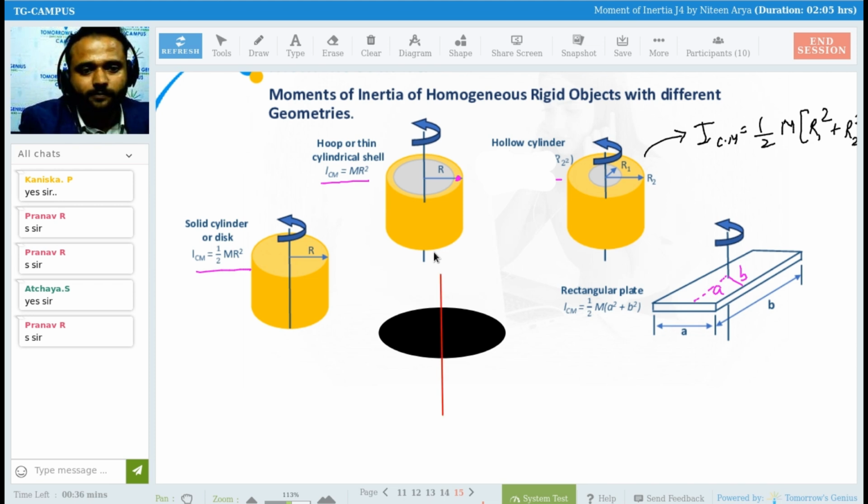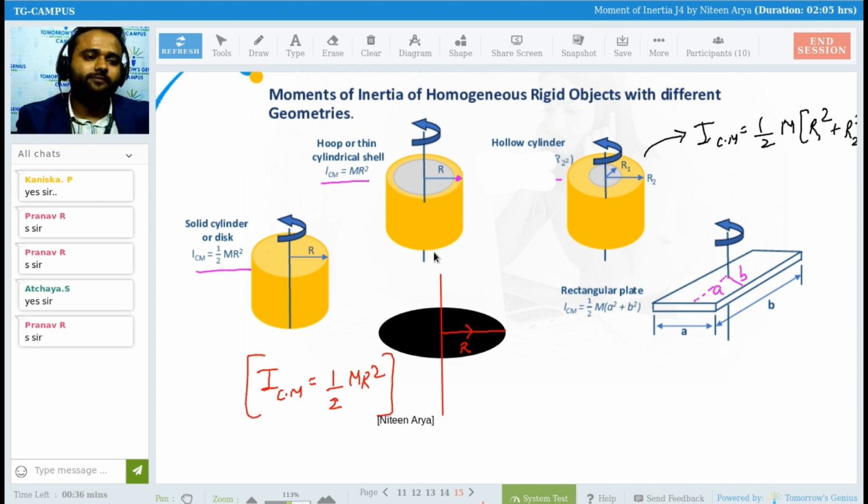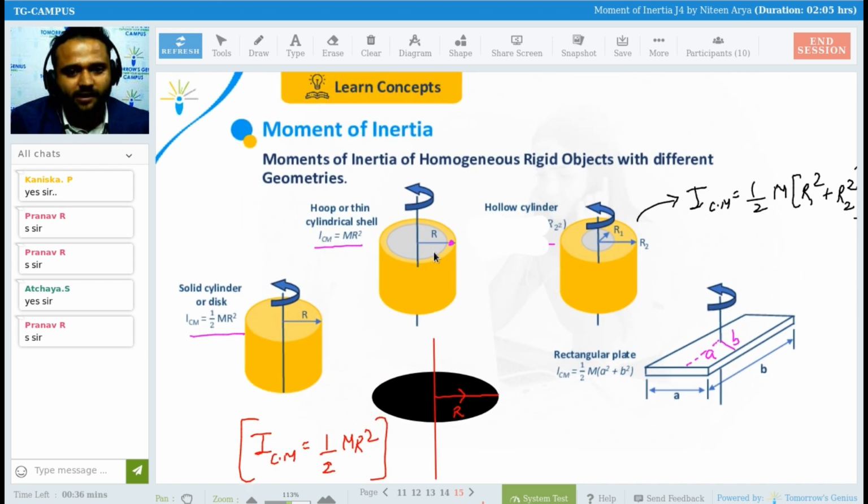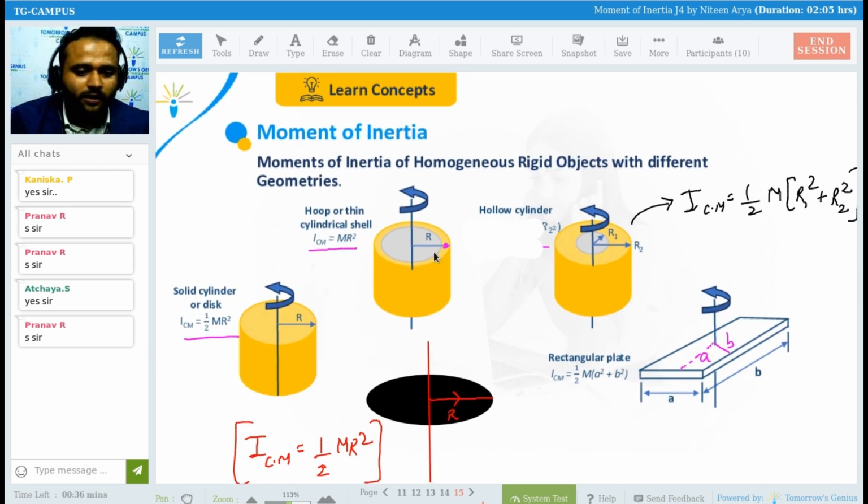If a disc of radius r is going to rotate from this axis which is passing through the center of mass, then I center of mass for this disc is also going to be 1 by 2 mr square, because a disc can be taken as a solid cylinder. So these are the important cases. If you want any other cases also, you can let me know. I think I taught you this here.